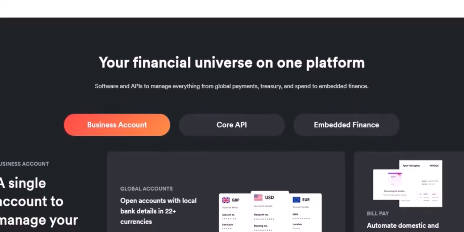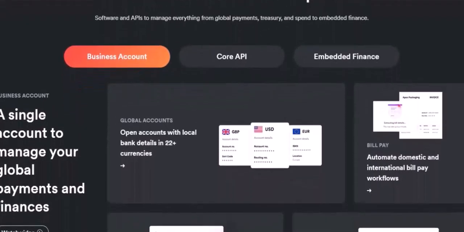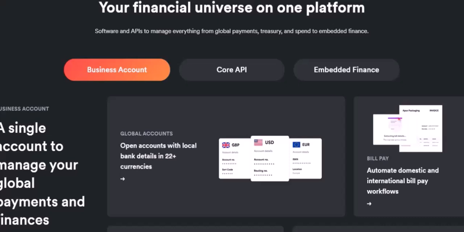Making a payment on Airwallex is easy. By following these simple steps, you can send money to anyone, anywhere in the world.